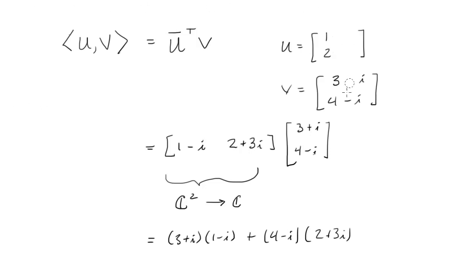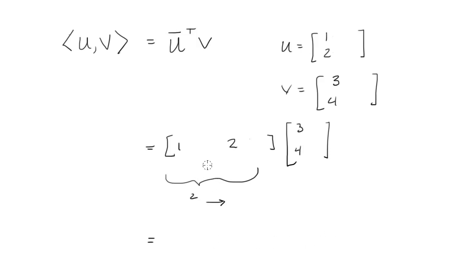If I'm looking at real vectors, so just the special case of zero imaginary part, then U conjugate transpose is an R2 to R mapping. Now we can just say it's U transpose V. 3 times the first column, 4 times the second column.